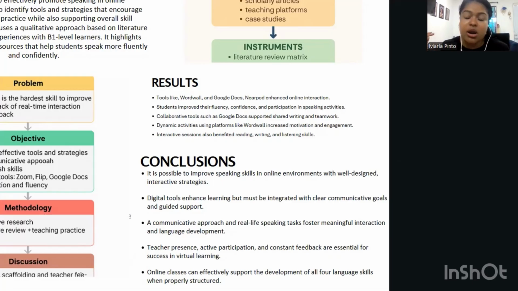Improve your four skills in this context through a great environment. Thank you so much.